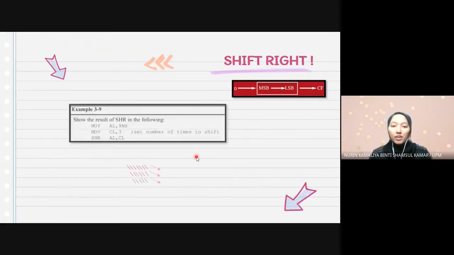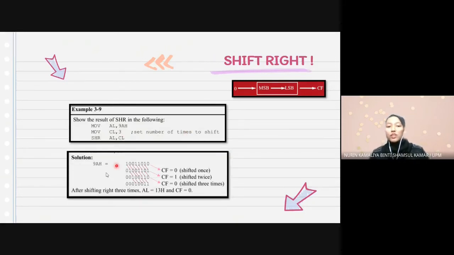For example here, show the result of shift right in the following. They give you AL = 9AH, CL = 3, and the instruction SHR AL, CL. What this means is you must use the data in AL, 9AH, and shift it to the right 3 times. Since they give you CL = 3, it means you need to shift it 3 times.